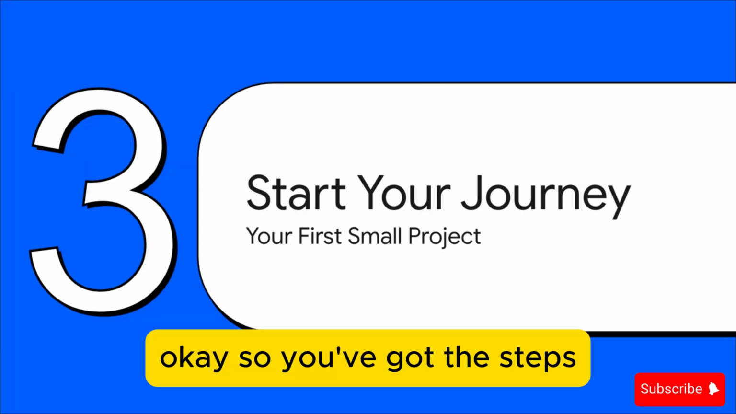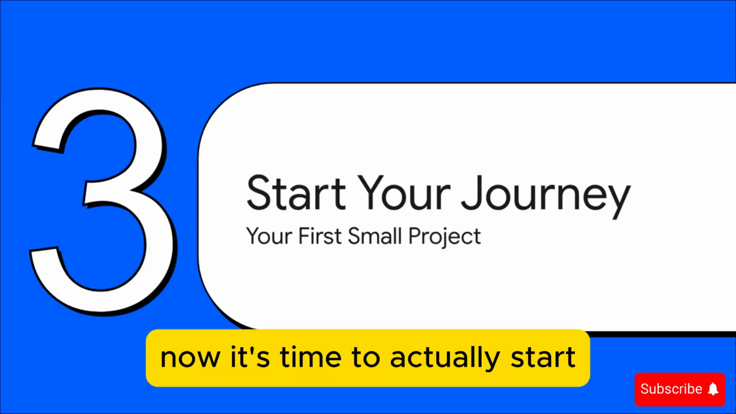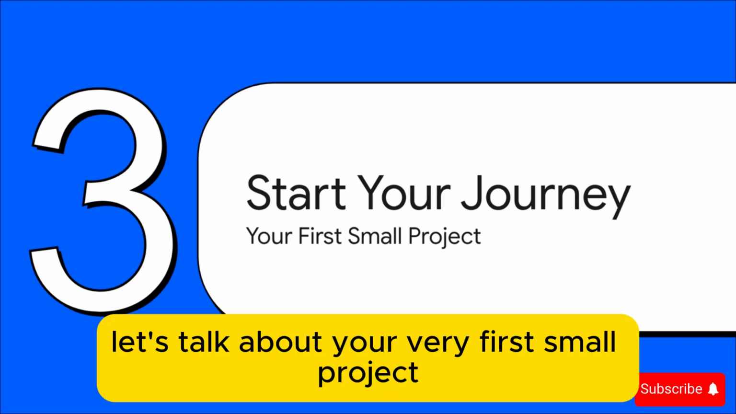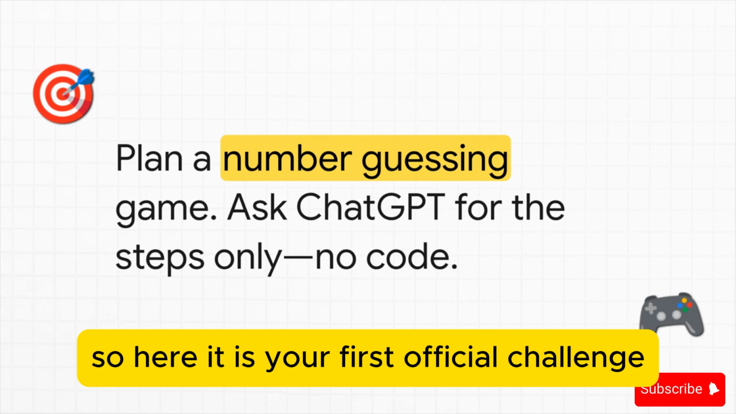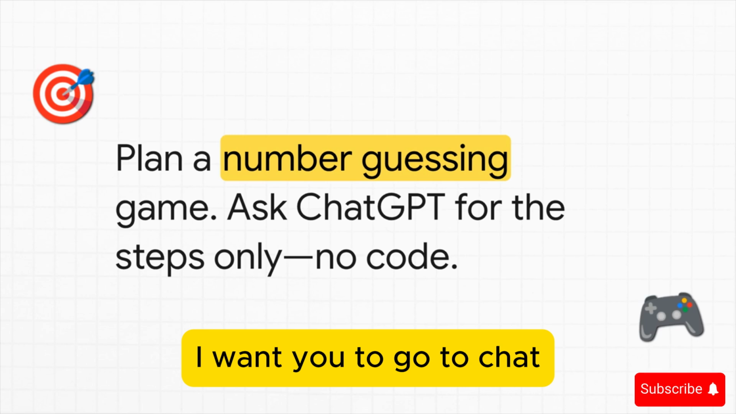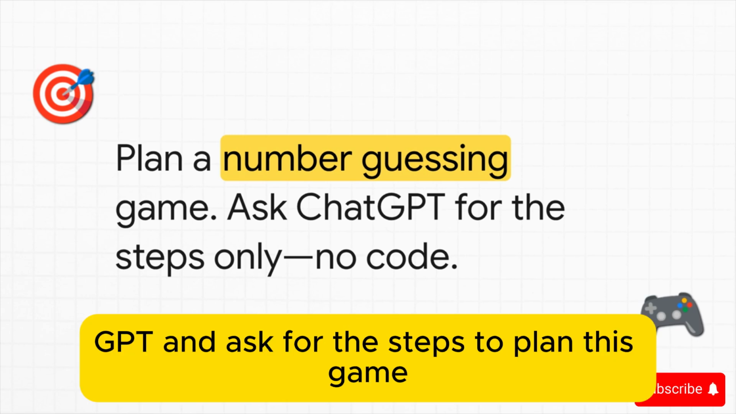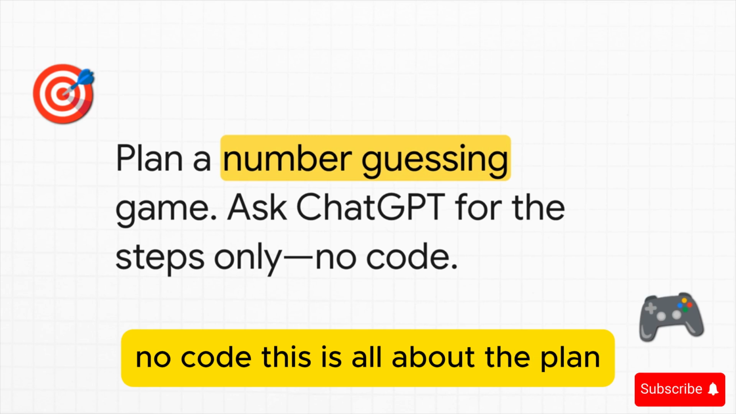Okay, so you've got the steps, you've got the right mindset. Now it's time to actually start. Let's talk about your very first small project. So here it is, your first official challenge. A classic beginner project is a number guessing game. I want you to go to ChatGPT and ask for the steps to plan this game. Remember, just the steps, no code. This is all about the plan.